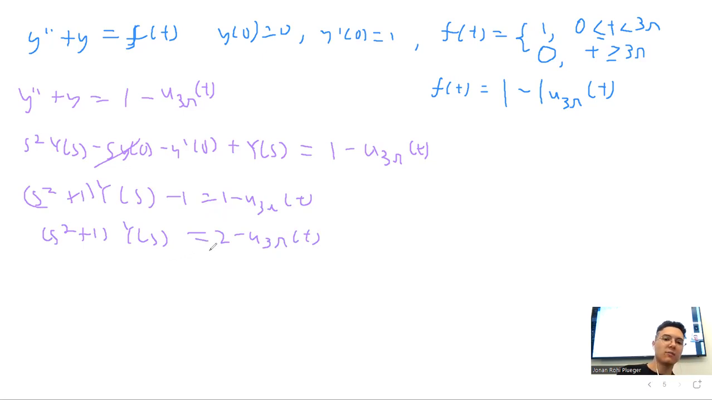Now, we need to make sure to isolate the u 3 pi term from other terms. So we do that before we Laplace transform the right hand side? What do you mean? Oh, I haven't Laplace transformed the right side. I'm so dumb. Let me Laplace transform the right side. This is e to the negative 3 pi s over s. And the 1 becomes 1 over s. Sorry. That was a mistake.